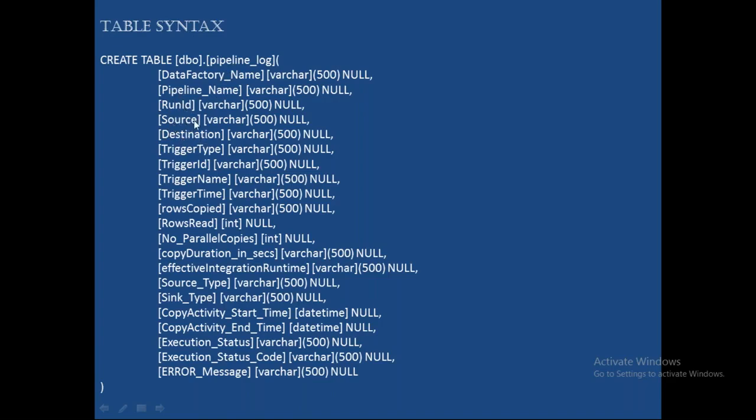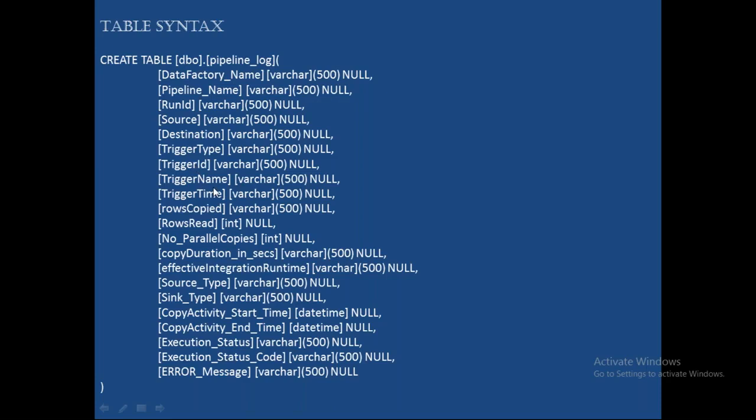Source and destination: on the source side, maybe I am going to pass a table, so that table name I want to pass into this column. Destination container name I want to pass into my destination. Now trigger type, as we discussed, it can be manual or scheduled, or event based or tumbling. Trigger ID will be generated dynamically whenever your pipeline is triggered.